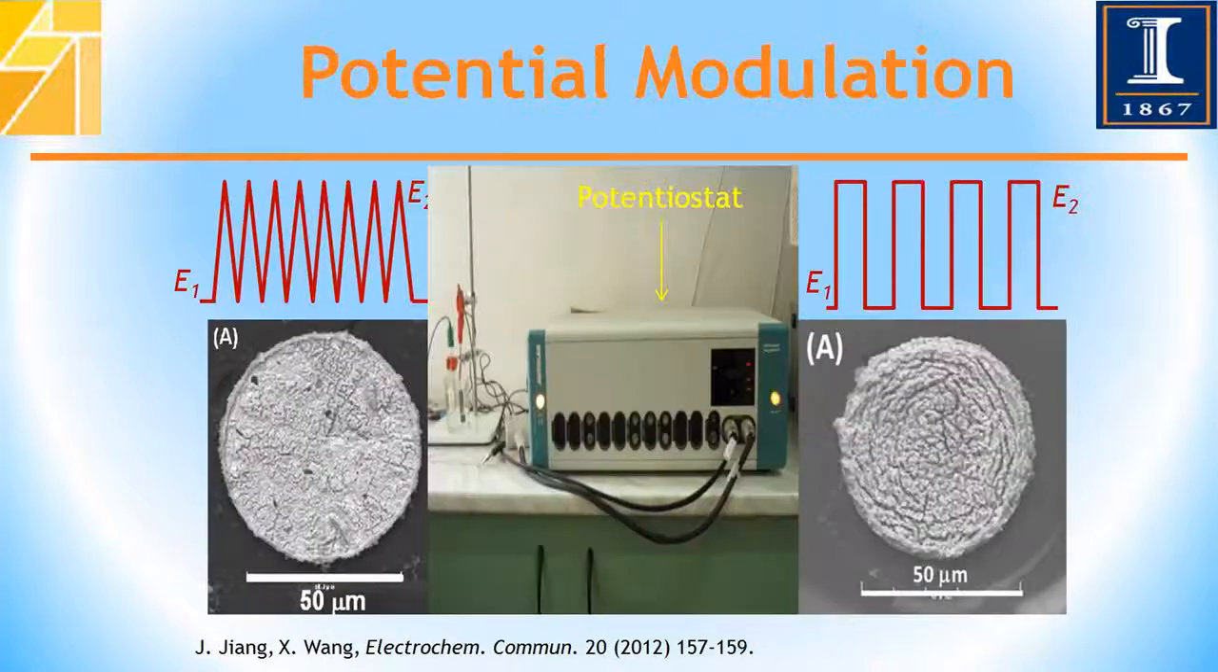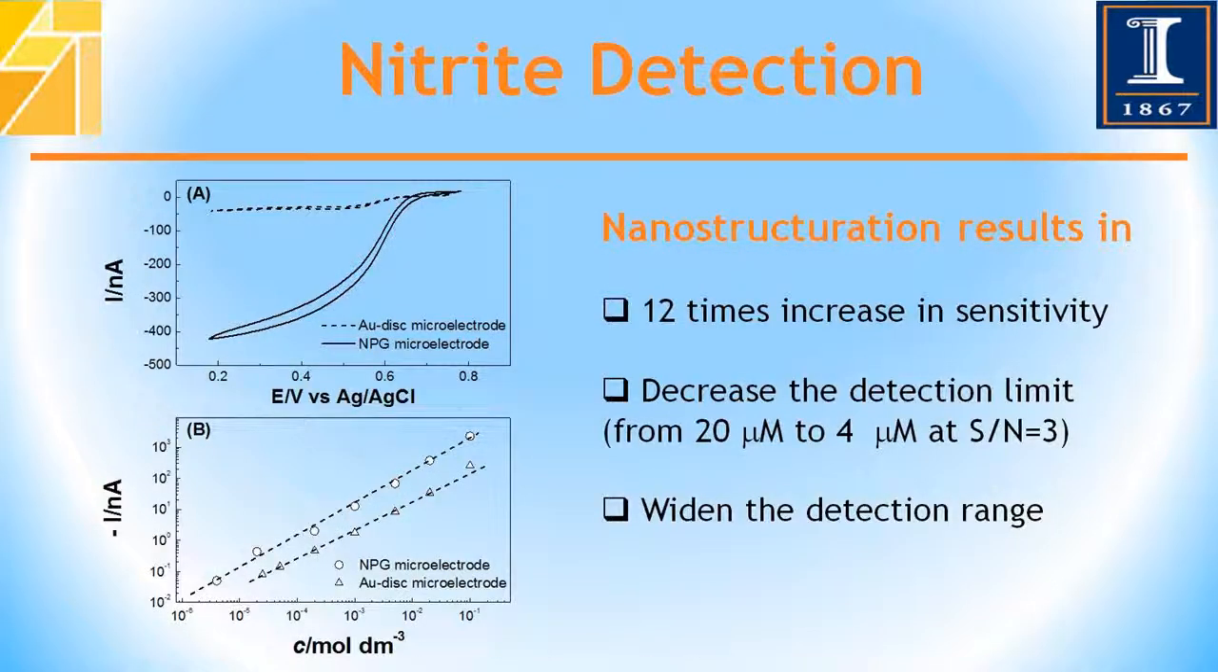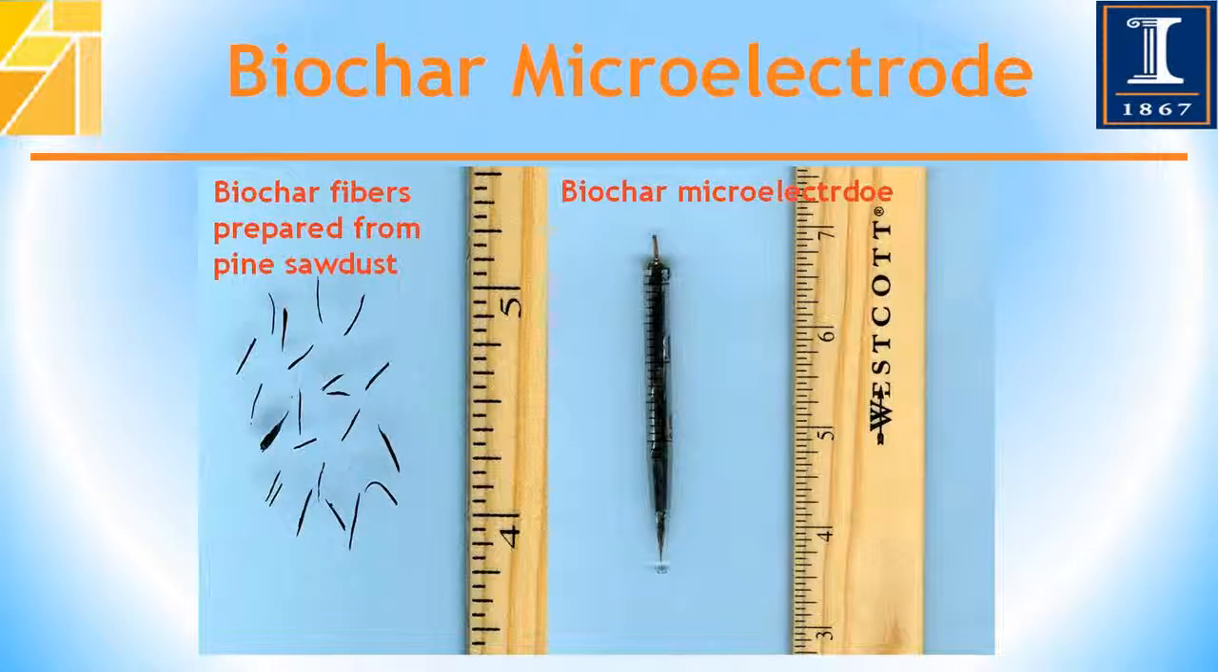We further studied the influence of driving forces on the electrode microstructure. We apply potential, use a potentiostat to modulate the potential and then measure the difference. We studied the responses of microelectrode to nitrite solution. We can say nanostructuring microelectrode produces significantly different responses. The sensitivity is increased, but sometimes platinum or palladium is not available.